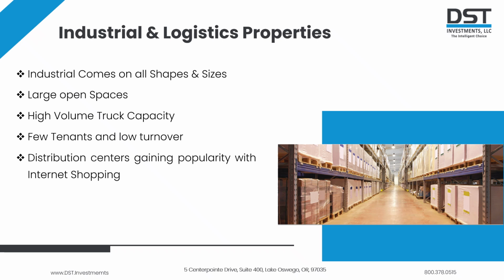Many industrial DSTs feature long-term leases to nationally recognized companies in industries such as logistics, healthcare, manufacturing, food distribution, technology, and consumer products. While Amazon distribution centers help bring attention to this sector, today's industrial market is much broader and more diversified. As with any DST investment, investors should carefully review the property location, tenant quality, lease structure, and the private placement memorandum before making an investment decision.